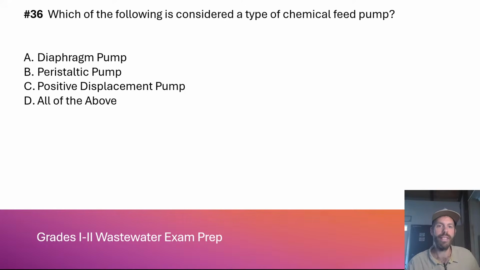Which of the following is considered a type of chemical feed pump? A, a diaphragm pump. B, a peristaltic pump. C, a positive displacement pump. Or D, all of the above. Which of the following is considered a type of chemical feed pump? Diaphragm, peristaltic, positive displacement, or D, all of the above? I don't know if my microphone picked it up, but a motor contactor just slammed shut in the room. A little real world stuff happening here at the plant. And it's D, all of the above.